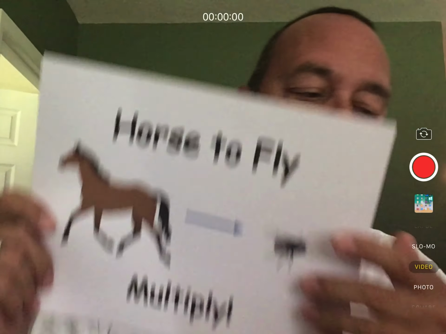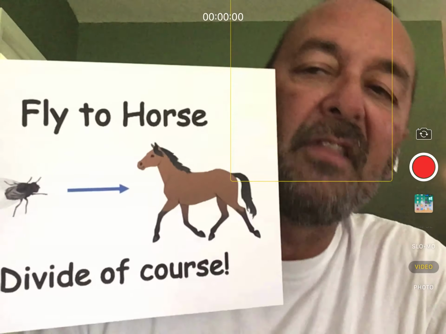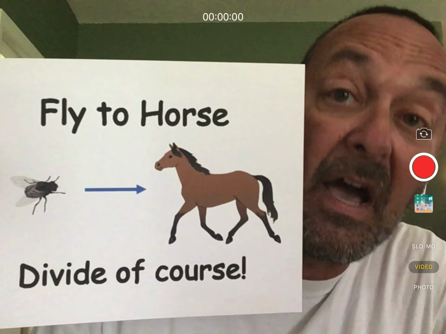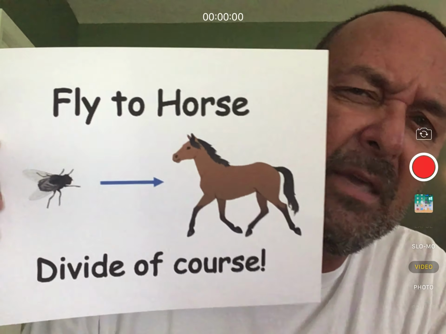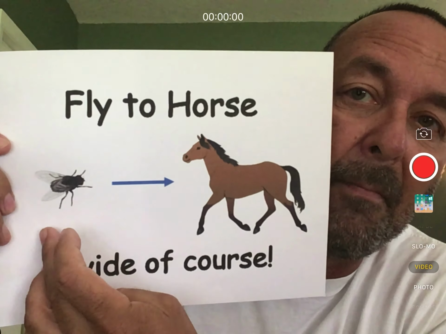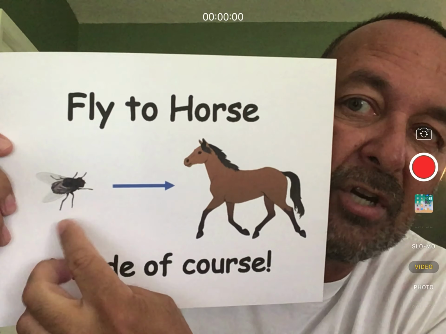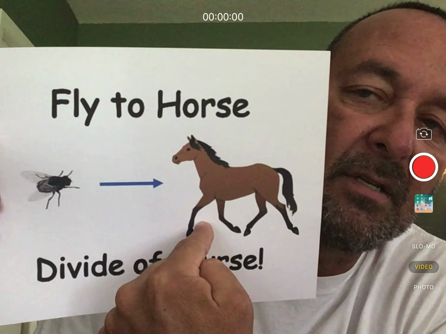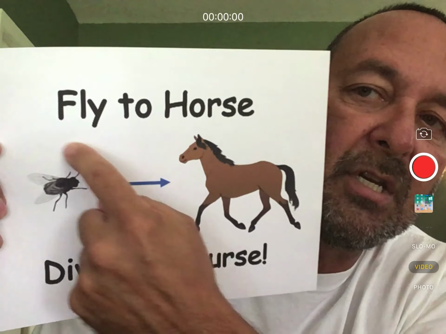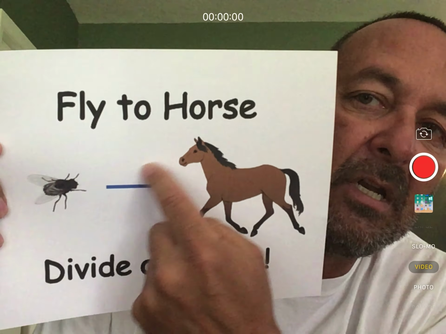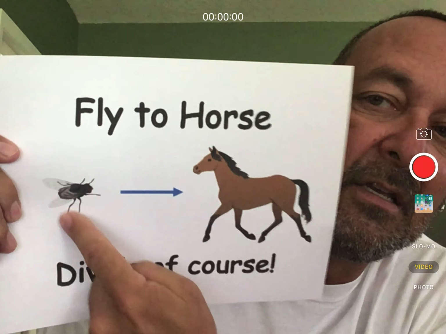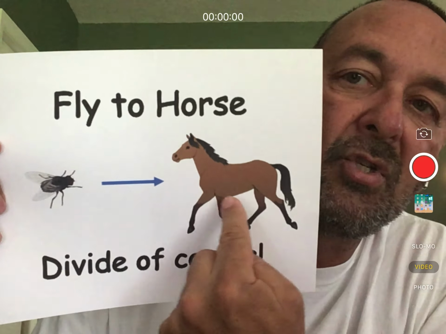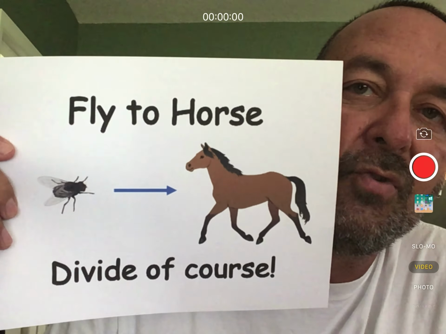The other part of this poem is fly to horse. Divide, of course. So this is going to be where, say, for example, I had inches, which are small compared to feet. If I knew how many inches, I would need to find out how many feet I'm going to divide. So when I go from a small unit to a larger unit, that means you divide.